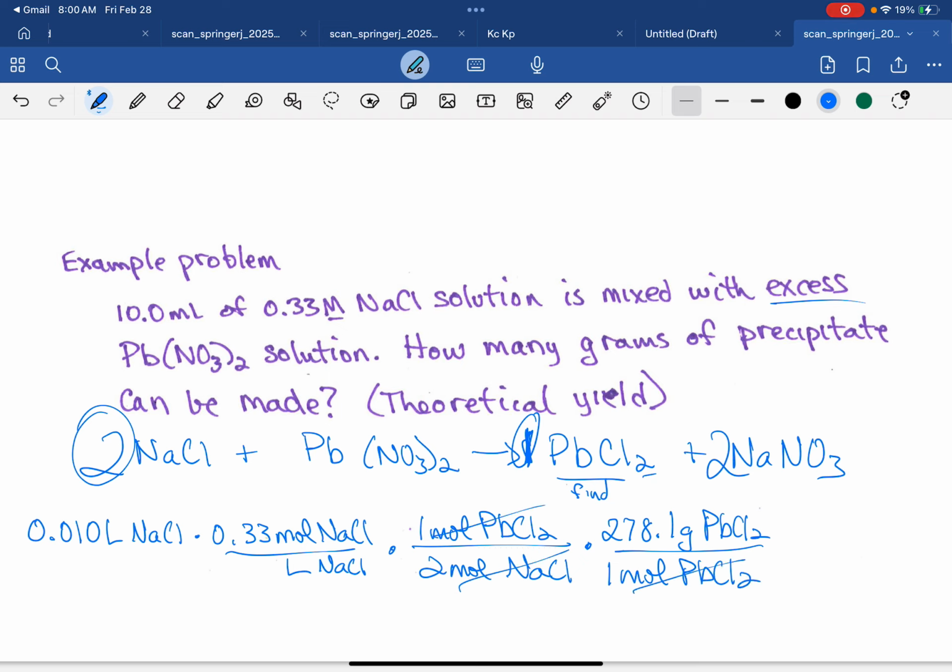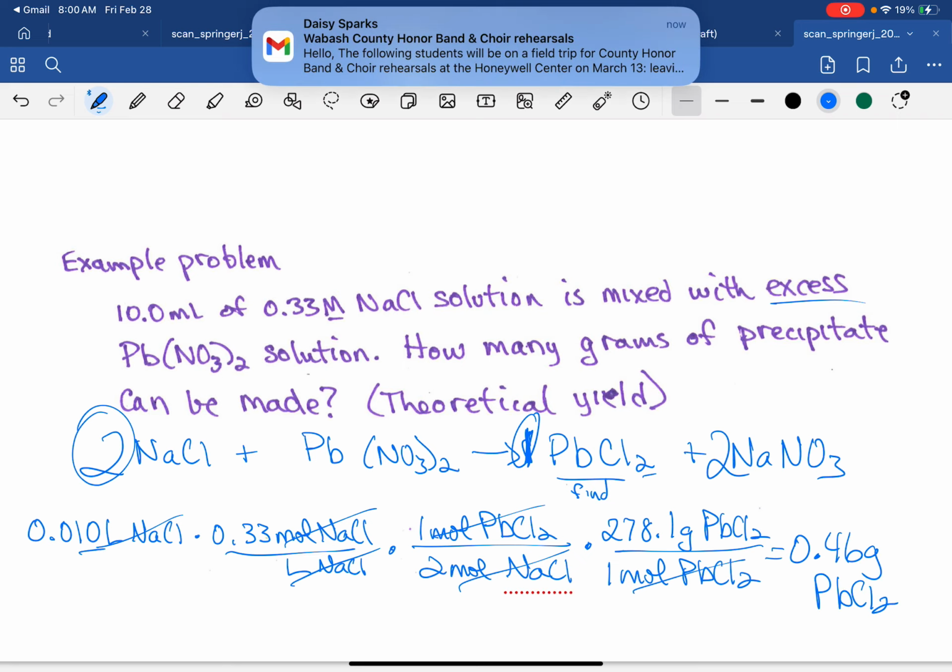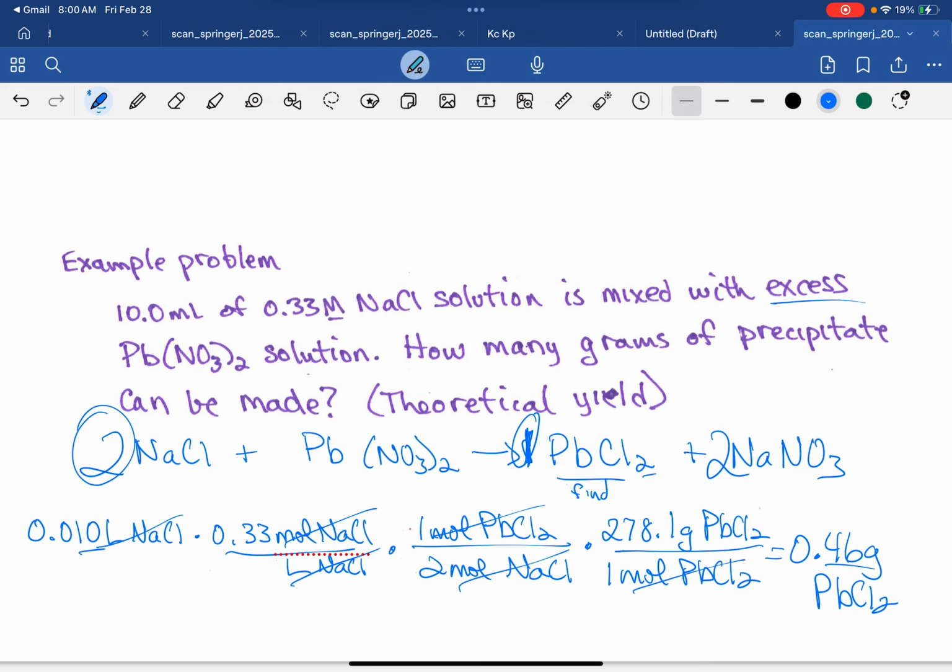Canceling everything that'll cancel, I end up with 0.46 grams PbCl2. Started with 2 digits, end with 2 digits. That's sig figs. All right.